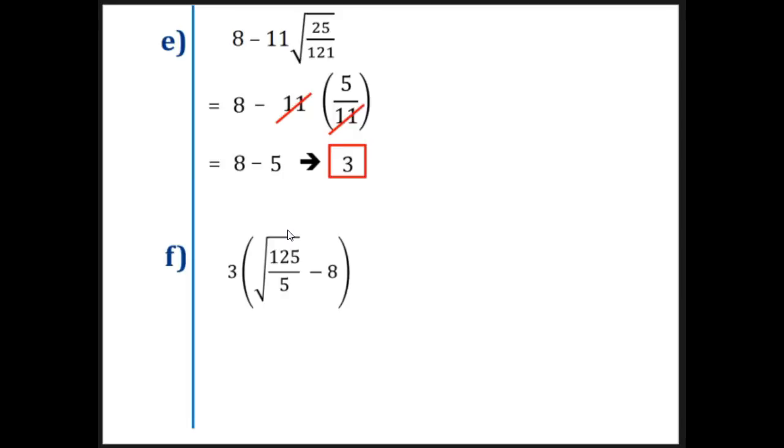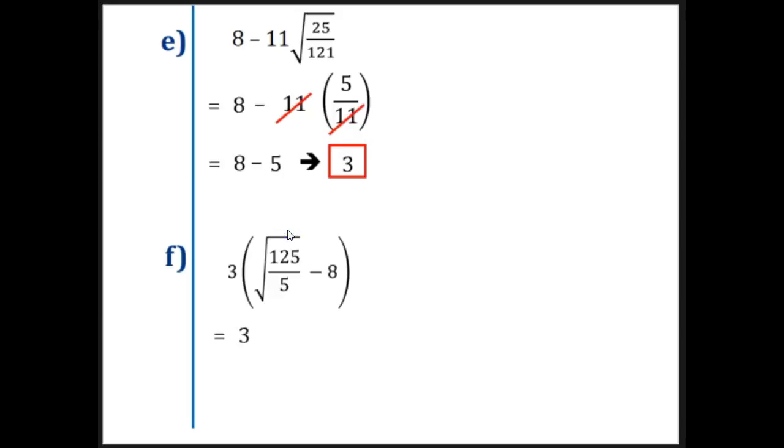So what's 125 divided by 5? What's 125 divided by 5? What is it, Frank? It is 25. Okay, so my 25 then is still underneath that radical.